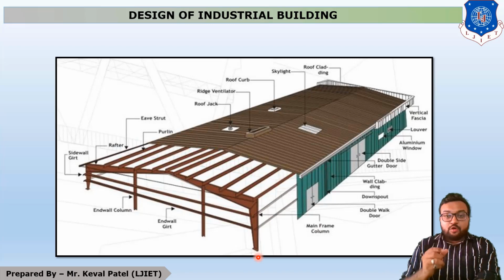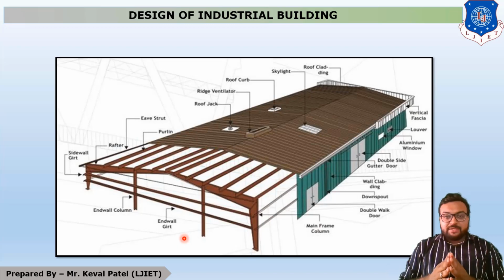Second is spacing of roof truss. Students, this revision is helpful in today's lecture, because in today's lecture we will discuss examples based on industrial building. So some preliminary dimensions are there. This is our span. Span means this dimension. Second is spacing of roof truss.